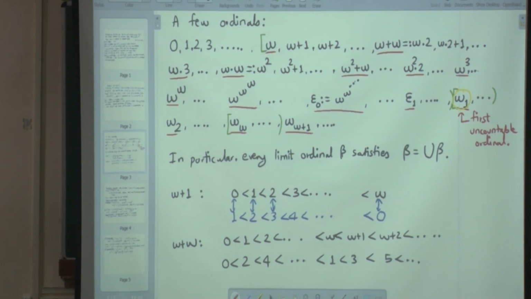Yeah, omega 1 is a limit ordinal, correct? So therefore I have to make jumps. Okay, what will be the next element?